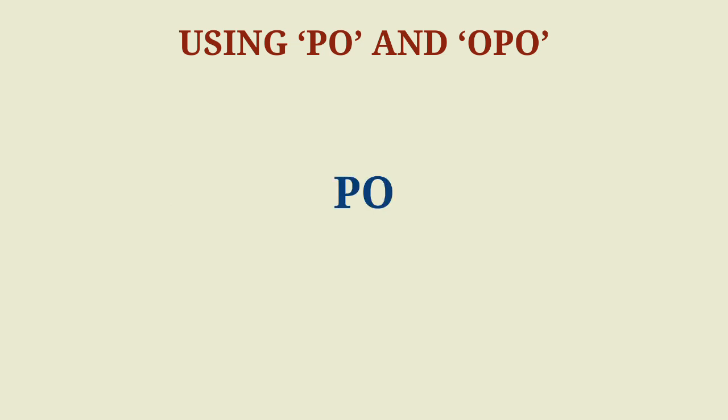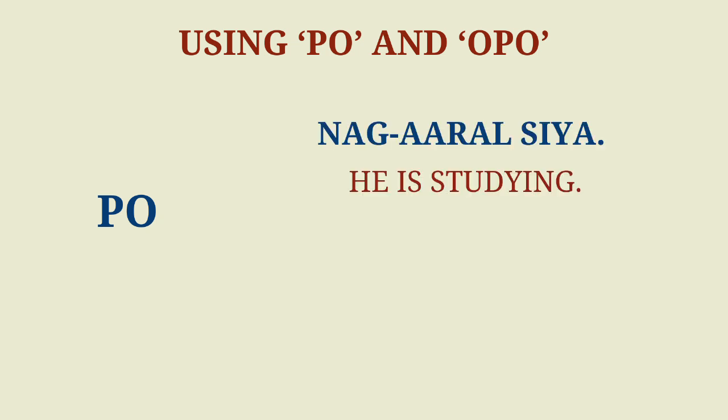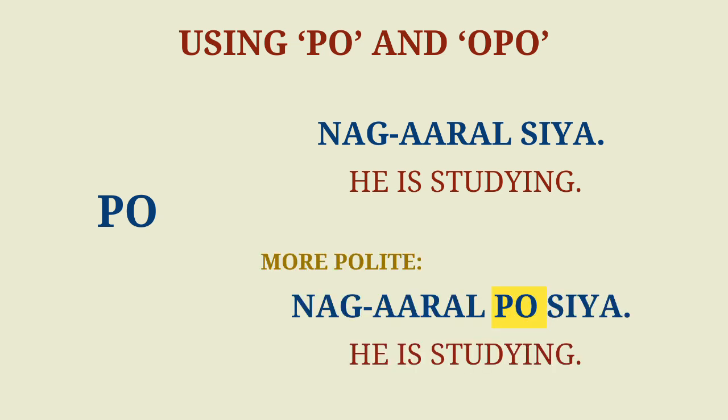Po, on the other hand, has no meaning on its own. It's just something that you add to the sentence to make it sound more polite. Halimbawa, your mother asks you what your brother is doing. Instead of simply saying nag-aaral siya, you add po. Nag-aaral po siya. So these two sentences have the same meaning, but since you added po to the second sentence, it is more respectful or polite.